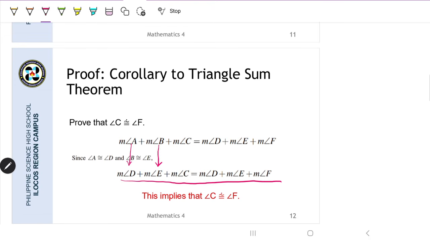So notice that since we have angle D on both sides of the equation, it cancels out. Also with angle E. And we are left with angle C equals angle F. So this implies that angle C is really congruent to angle F.